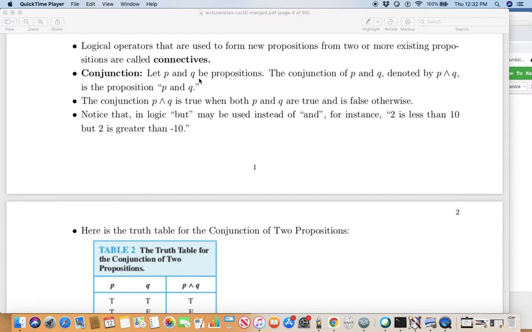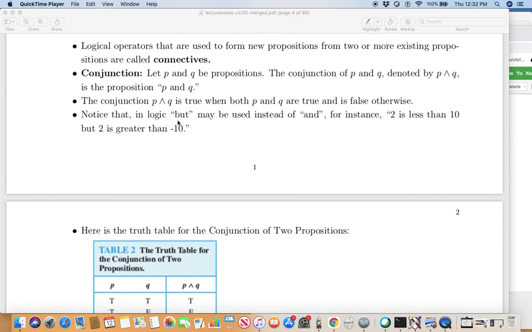Let P and Q be propositions. The conjunction of P and Q is denoted by P, notice this inverted V, Q, right? That stands for and. P and Q is the proposition P and Q. The conjunction P and Q is true when both P and Q are true and is false otherwise. So you need both of them to be true for the conjunction to be true.